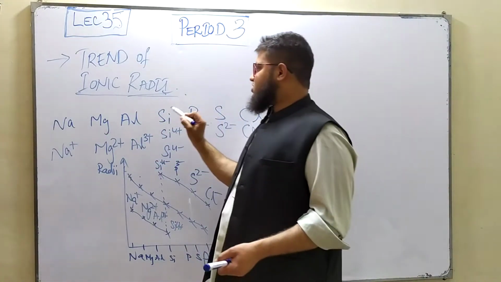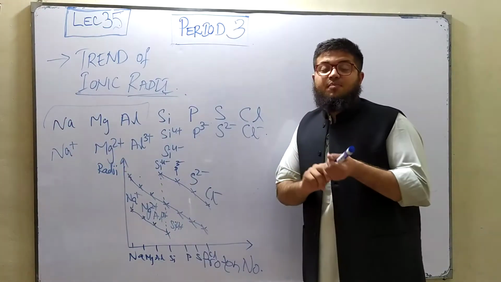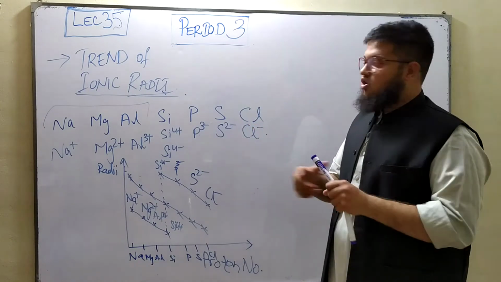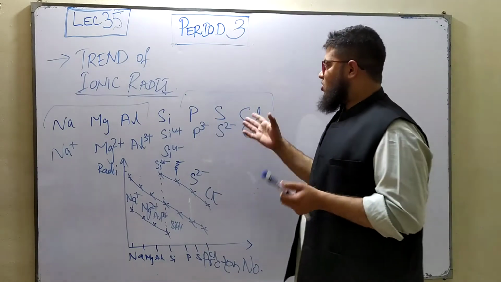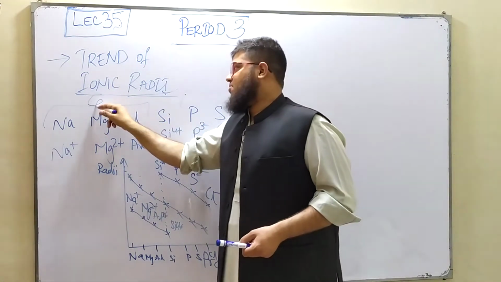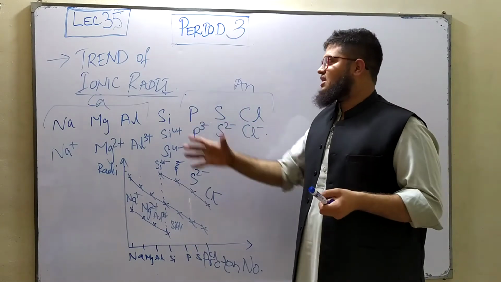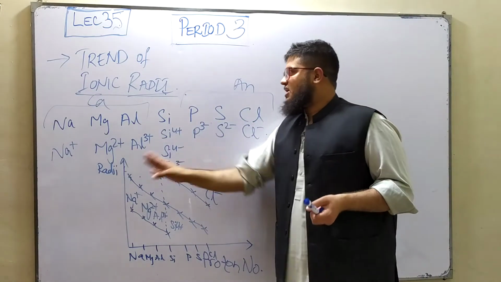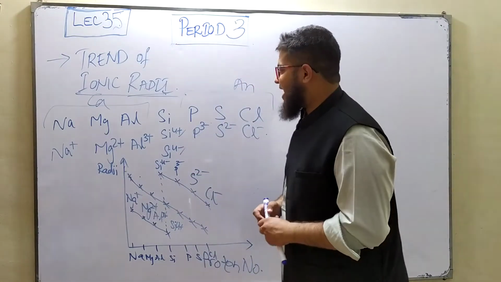Now you must know that sodium, magnesium and aluminum form positive ions, cations, by losing electrons, whereas phosphorus, sulfur and chlorine accept electrons, forming anions. Silicon, on the other hand, can form both cations and anions because it's a metalloid. It has both metallic and non-metallic properties, so it can form silicon 4 positive or 4 negative.